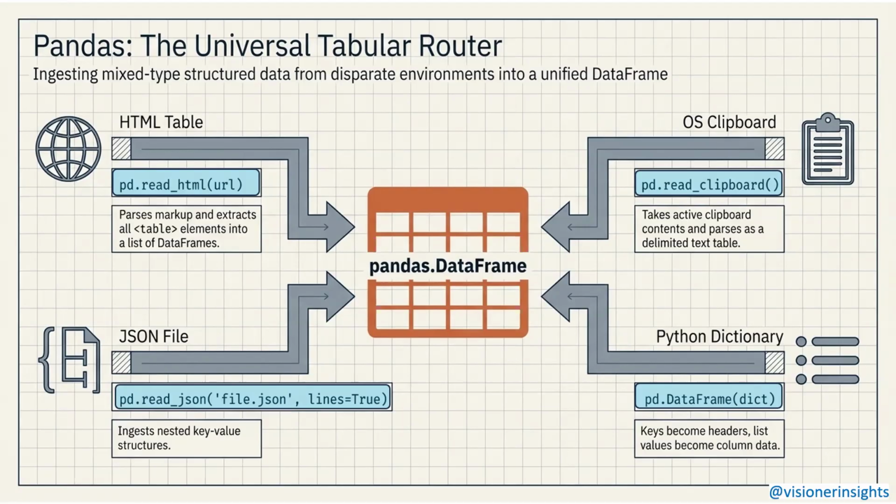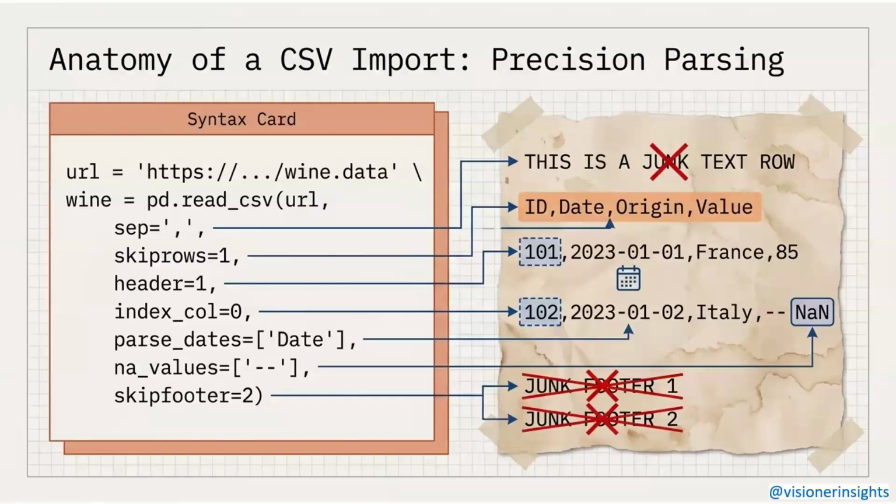You know, a lot of tech explainers tend to gloss over the harsh reality of messy data, but take a look at this anatomy of a CSV import. This demonstrates true precision parsing. We aren't just blindly loading a file, we're explicitly using syntax to skip junk text rows at the top with skiprows, skipping junk footers at the bottom, explicitly defining our headers, and actively translating those ambiguous double dashes into proper mathematical NaN values right upon ingestion. That is exactly how you architect a clean data entry point.